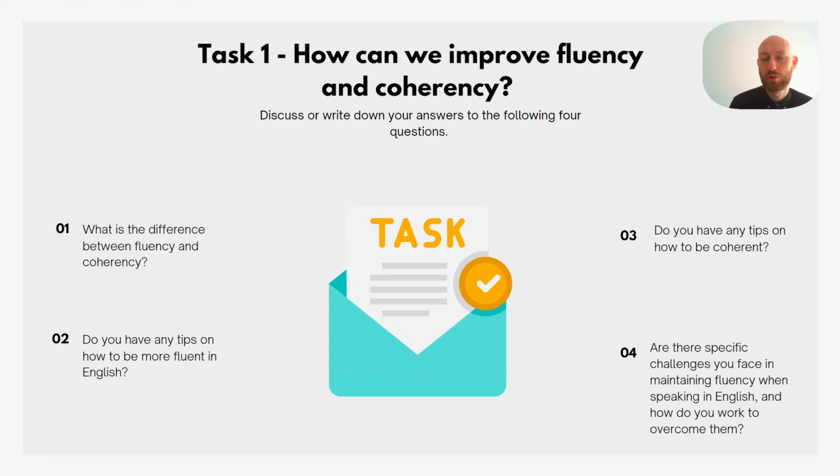I like to begin all of our lessons with a warm-up task, just to see how much you know about today's lesson before we even started it. So how do we improve fluency and coherency? What is the difference between the two? What tips do you have to be more coherent and fluent in the way that you speak?